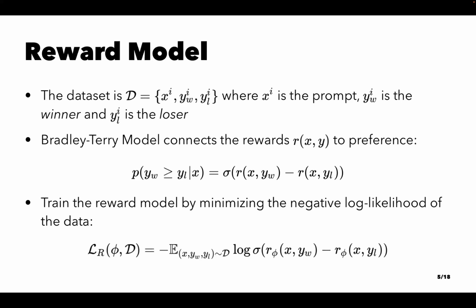So once you have a concept of a loss, you can just train a reward model. You cook up a reward model with parameters phi, and then your loss is the expectation over sampling many of these prompts with the winning completion and the losing completion, and sticking it into the log cross entropy loss given by this Bradley-Terry model.